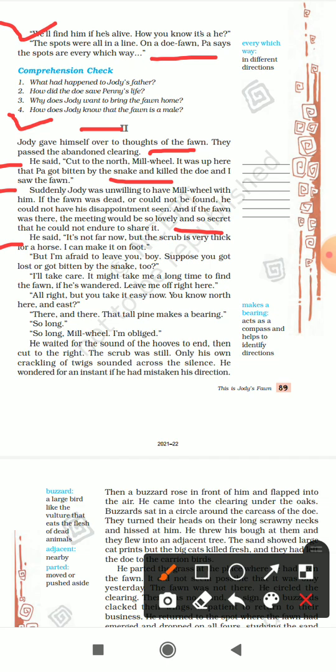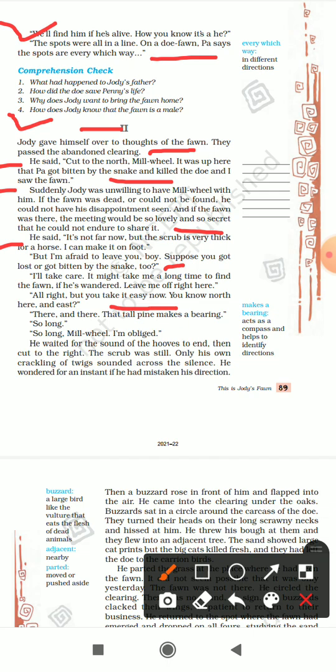But I am afraid to leave you, boy. Sorry, he said, it's not far now, but the scrub is very thick for a horse. I can make it on foot. So after thinking that, Jody said that it is not far now and I can go by walking only. But I am afraid to leave you, boy. Suppose you got lost or got bitten by the snake too. I'll take care. It might take a long time to find the fawn. If he has wandered, leave me off right here.